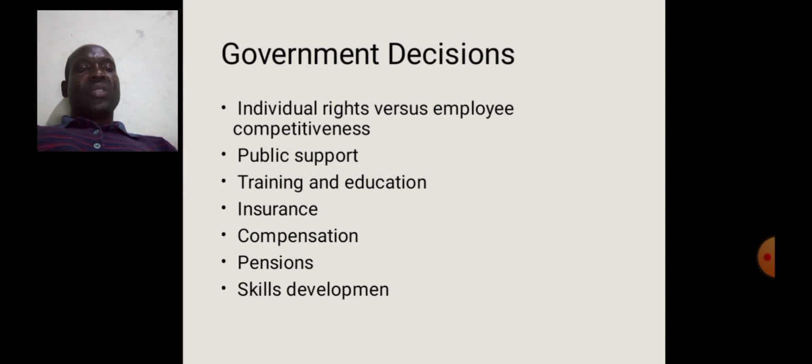And then the government also does make decisions that are likely to affect, in fact, most of the time affect the firms. It will look at individual rights against employee competitiveness, public transport, training and education, insurance, compensation, pensions, and skills development. So those are the aspects that the government may look at.